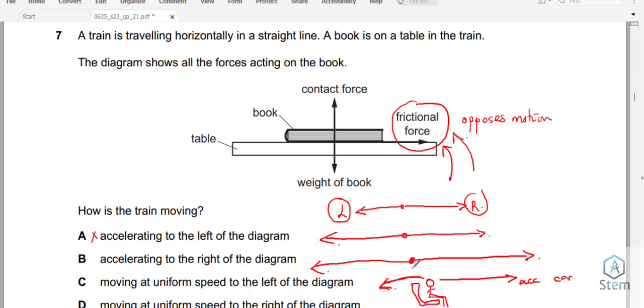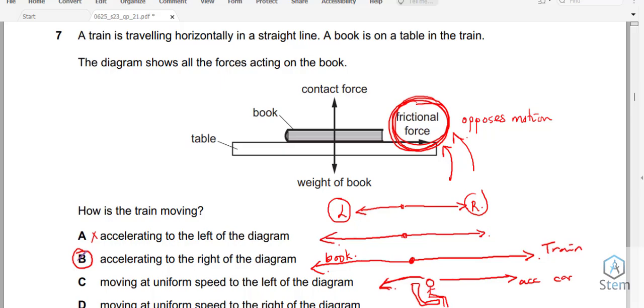This is the same situation we have. The train is accelerating to the right, and your book over there is trying to go to the left. Then friction says to the book, you are not going to the left. This is the friction we have. So when friction points to the right, it means the book was trying to go to the left. B is correct.